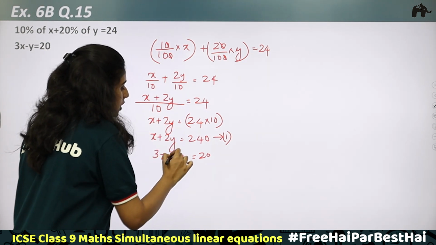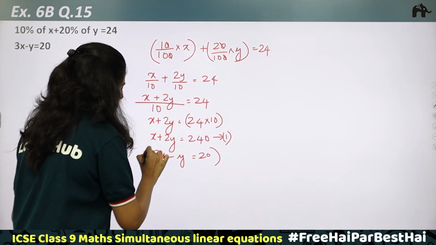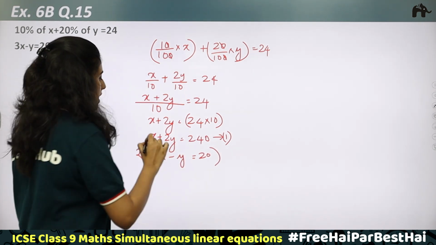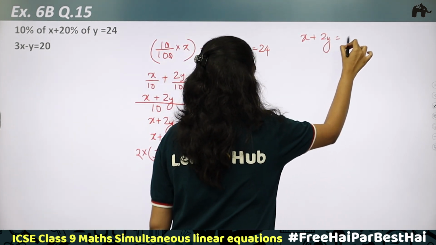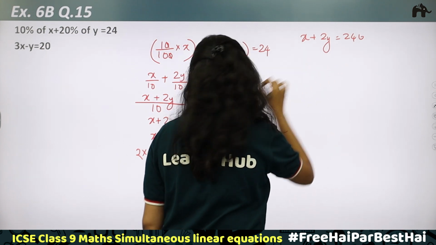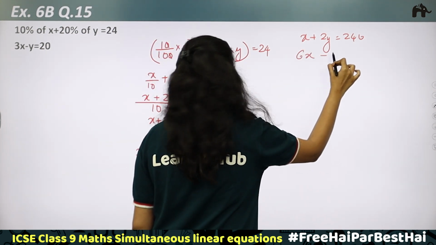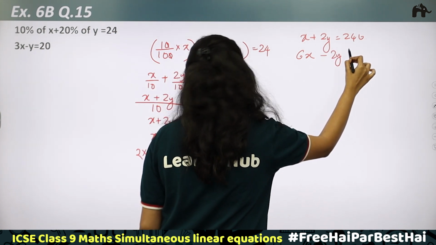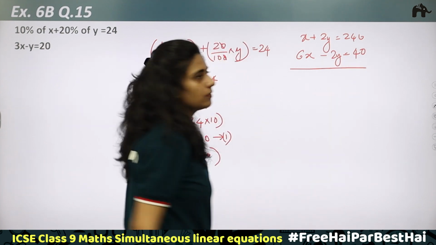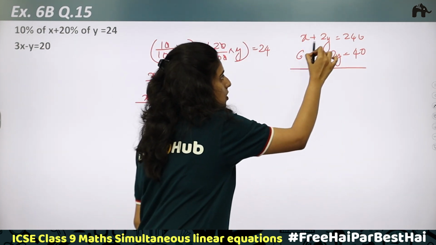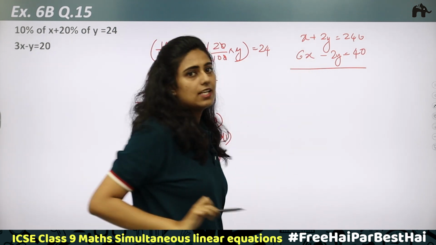So we can make 2 here in the second equation. What should be done? Multiplying throughout with 2. Then the equation becomes x plus 2y is equal to 240. 2 into 3x, which is 6x, minus 2y is equal to 2 into 20, 40. Now you can see this is positive and this is negative. So we are going to add the first and second equation.